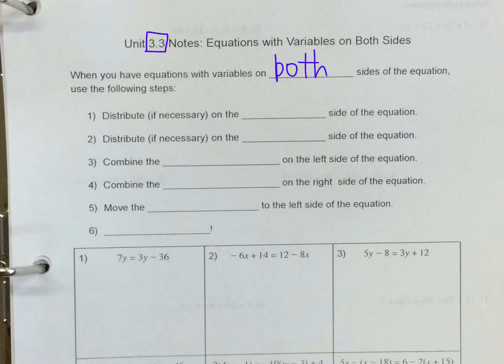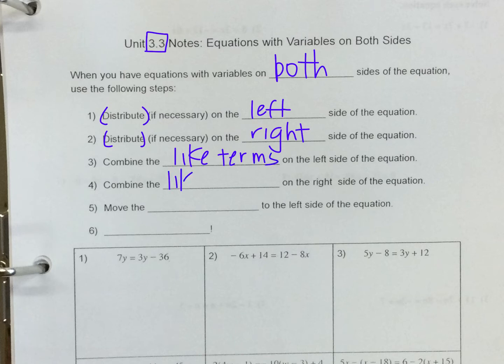First, you look and you see, if you see parentheses, you distribute. First, just do it on the left side of the equation. And then we will distribute on the right if we see parentheses there. Then we'll look back at the left side. We will combine like terms, meaning the ones with the same last names on the left side of the equation. We'll combine the like terms, or the ones with the same last name, on the right side of the equation.